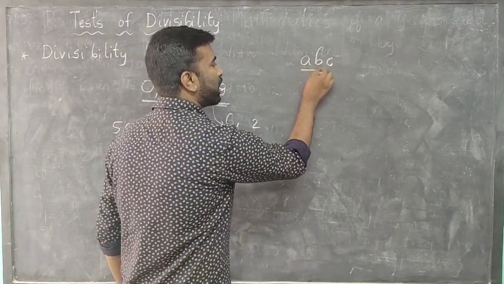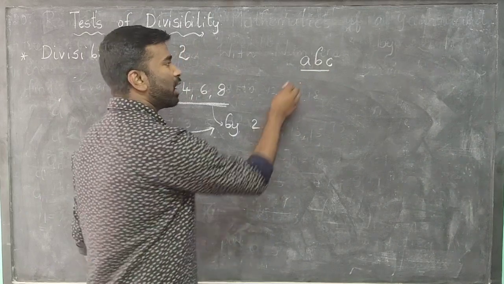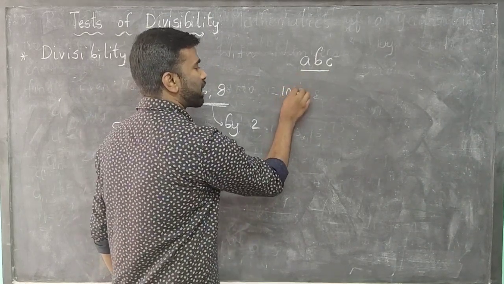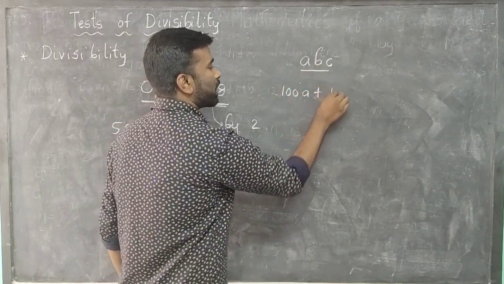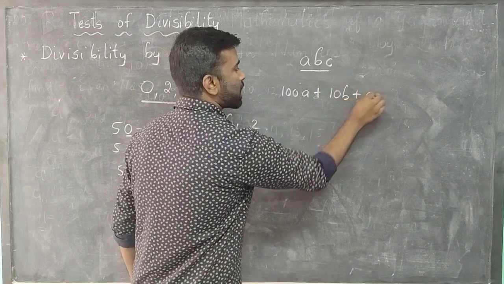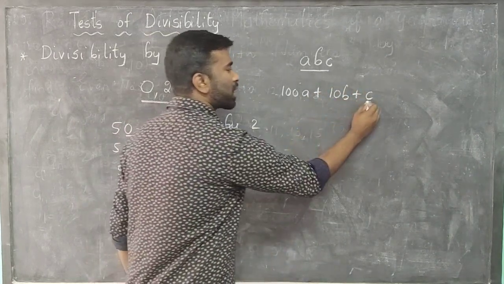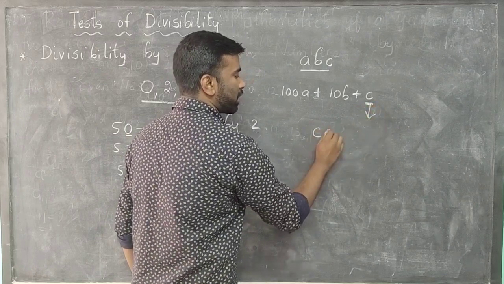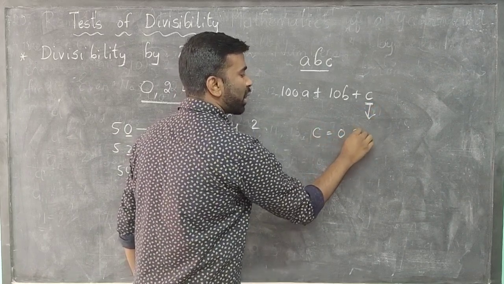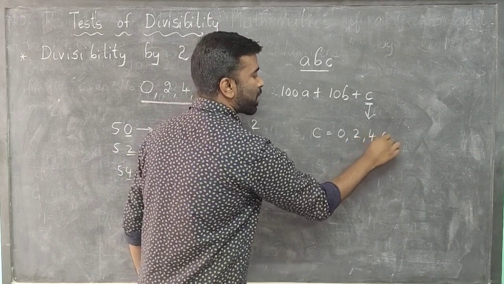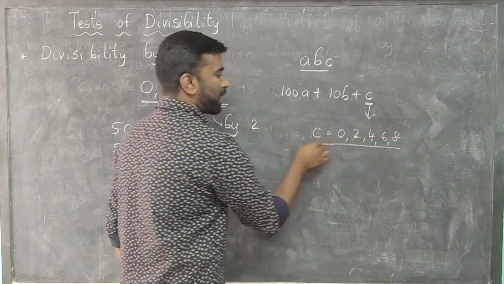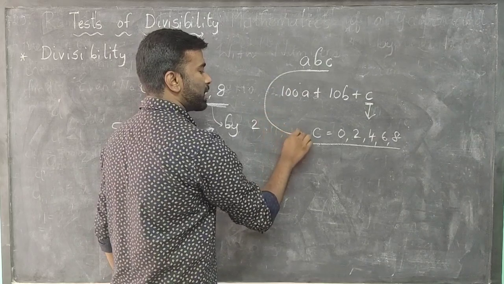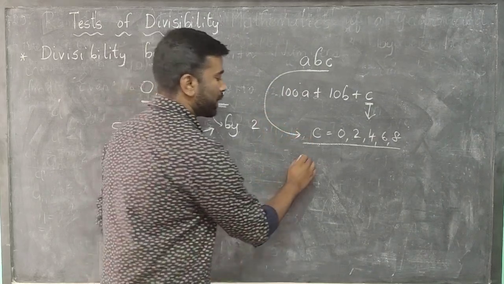Now, let me take an example ABC. Let me take a 3-digit number ABC. Now I can write it as 100A plus 10B plus C. Now what is the unit digit here? It is C. If C equals 0 or 2 or 4 or 6 or 8, we can say that ABC is completely divisible by 2.